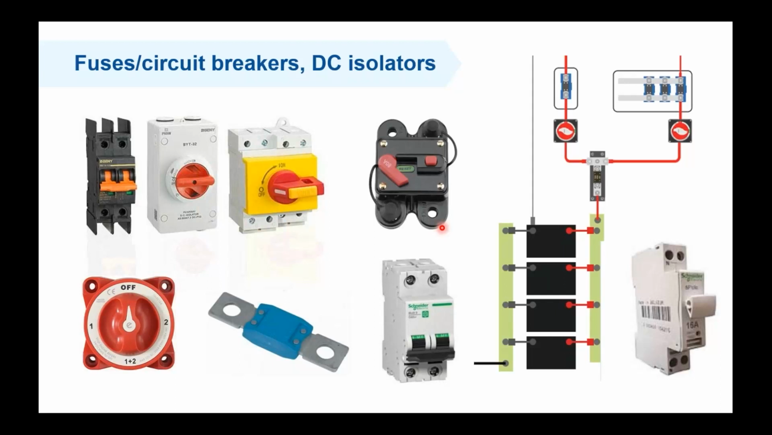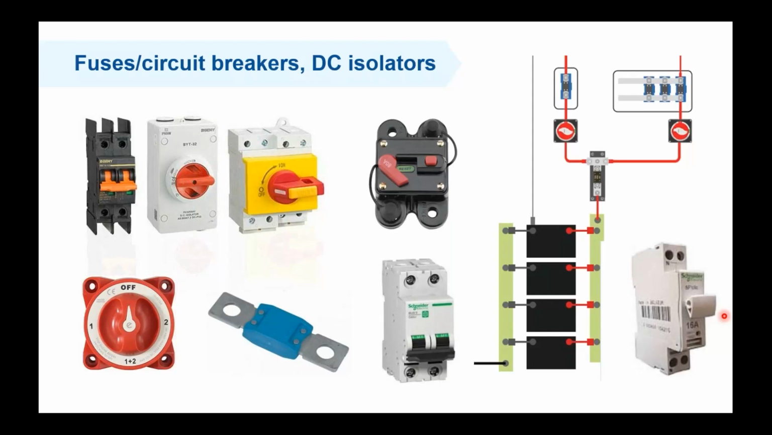Now the fuses, circuit breakers, and DC isolators. You see all these sorts of equipment in the market when we are searching for off-grid products and tools, and it might sound a little bit confusing because there are lots of types of it in the market, and each has its own application. So we will have a brief, short overview of each one.